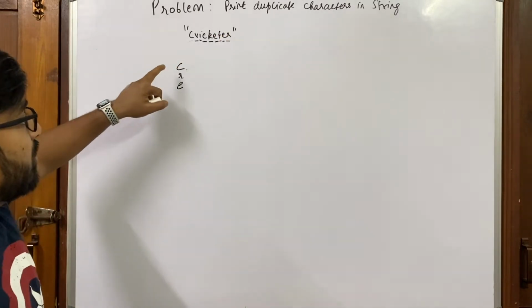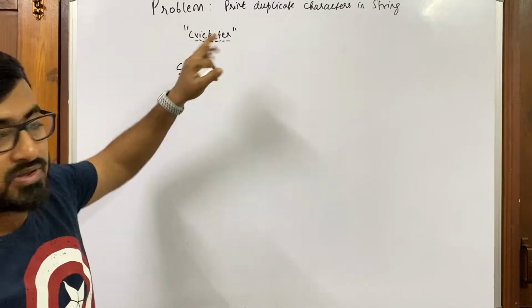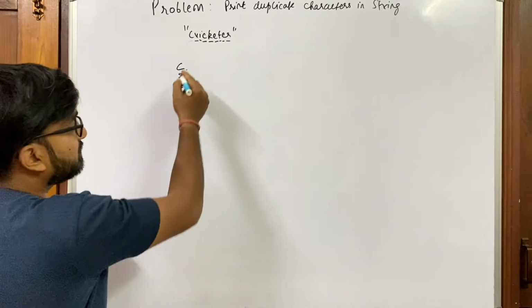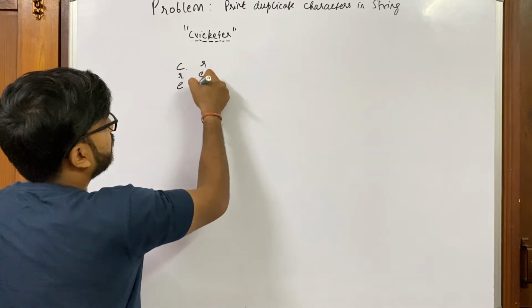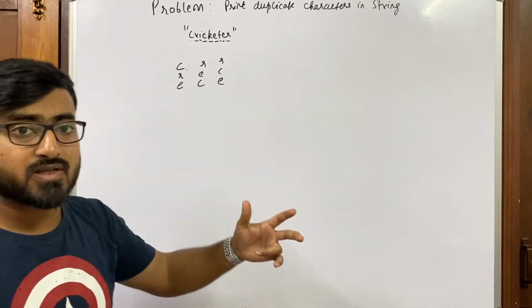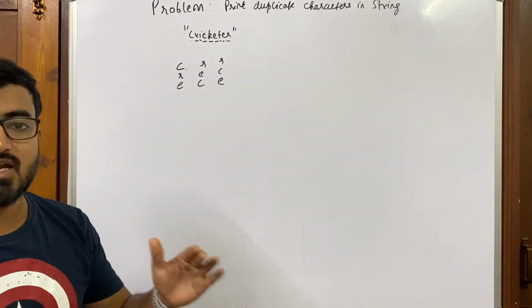Okay, so all these characters appear more than once. In my problem, the order of output does not matter, so this is also right, this is also right, and this is also right. I'm going to solve this problem using two methods. The first one is very brute force and the second one is optimized.